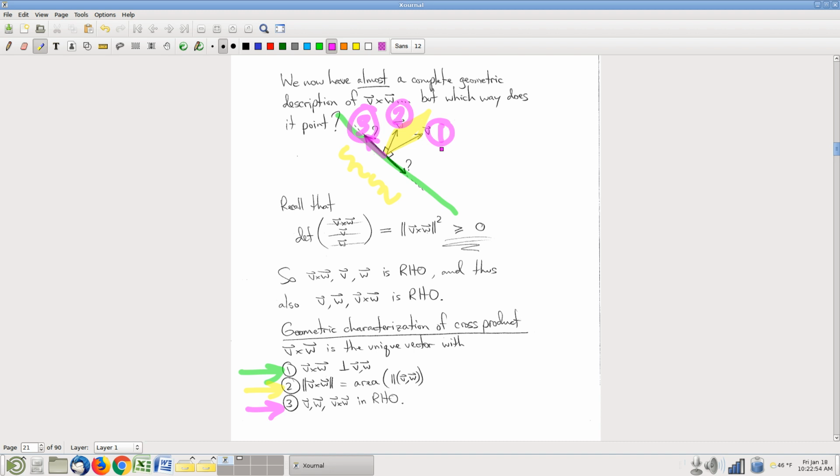Nevertheless, why do we choose the definition of cross product the way we did? Because it has these cool geometric characteristics. Right? Okay. So these are really the motivation. These are not fringe benefits. These are the motivation in the first place.